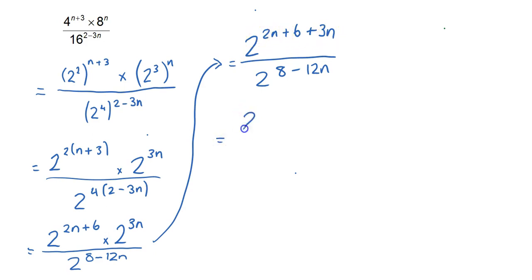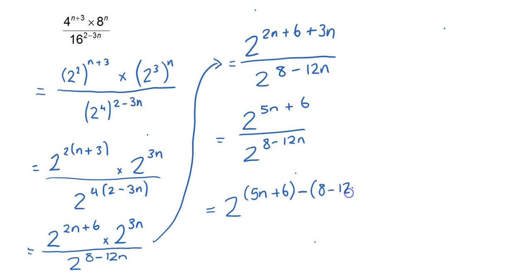So 2n plus 3, and I've got some like terms up there. So 5n plus 6 and 2, 8 minus 12n. Okay, so I've got one base on the top, one base on the bottom. They are the same, so I can keep going. And I'm dividing. So remember, when we divide, we take the powers away. So I've got 2 to the power of 5n plus 6, take 8 minus 12n. Notice how I put the brackets in there. It makes it easier to distribute that negative so that we don't forget anything.